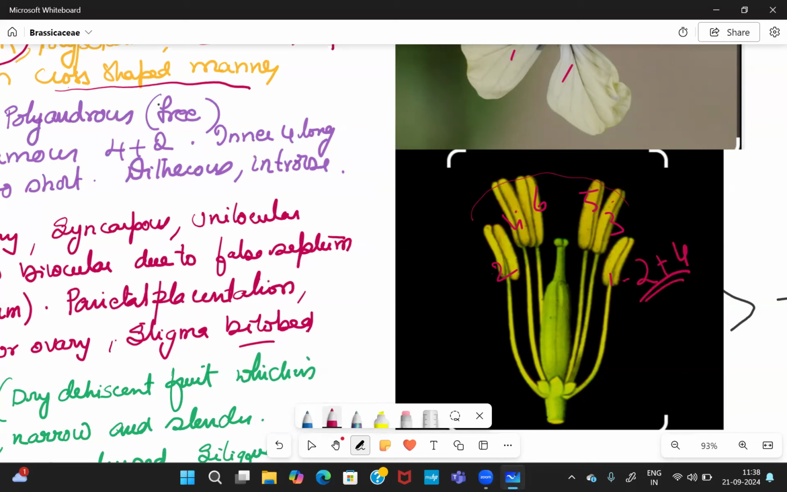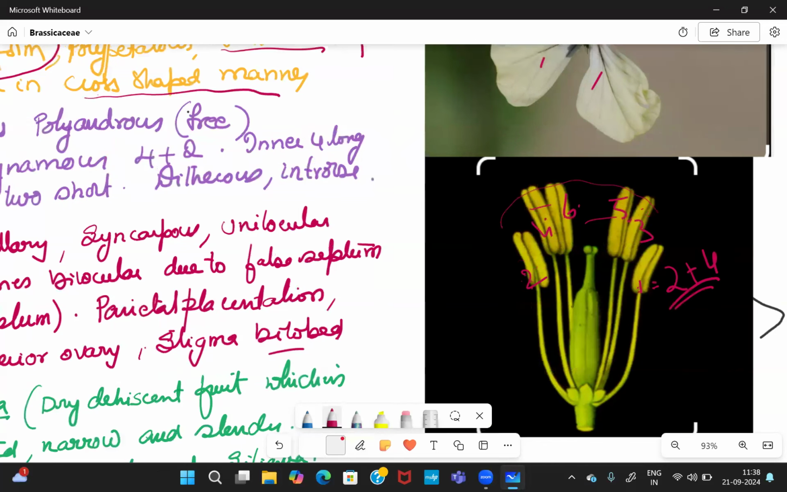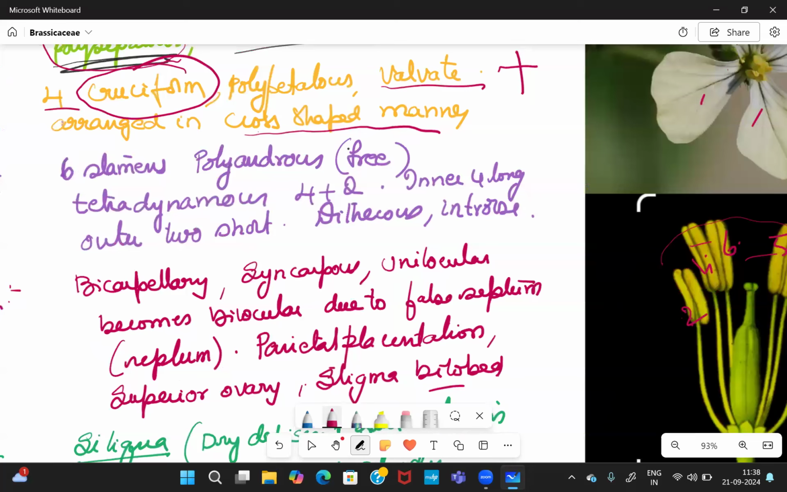This is called the tetradynamous condition. This is very important; they will ask you 2 plus 4. Those 2 are outer, which are short, and these 4 are long. In the inner whorl, long stamens, 4 in number. In the outer whorl, 2 stamens of short length. So are they didynamous? Yes.